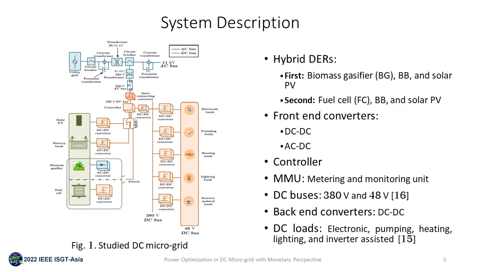System description. Figure 1 shows the studied DC microgrid. Here, biomass gasifier, battery bank, and solar PV, as visible on the left hand side, present the first hybrid DER, whereas fuel cell, battery bank, and solar PV formulate the second hybrid DER. And then we have front end converters, mainly DC to DC, and one AC to DC. Then controller, MMU meaning metering and monitoring unit, DC buses, 380 and 48 volts, back-end converters which are DC to DC, and different types of DC loads.